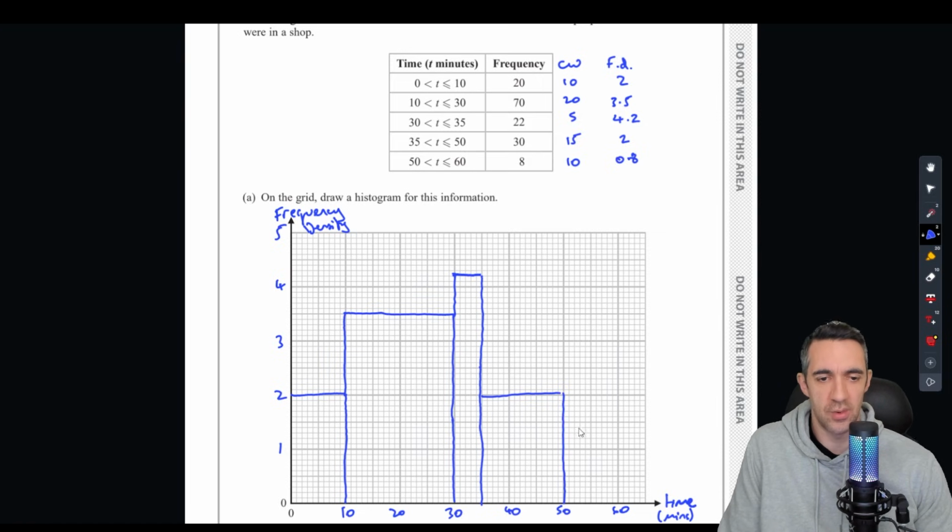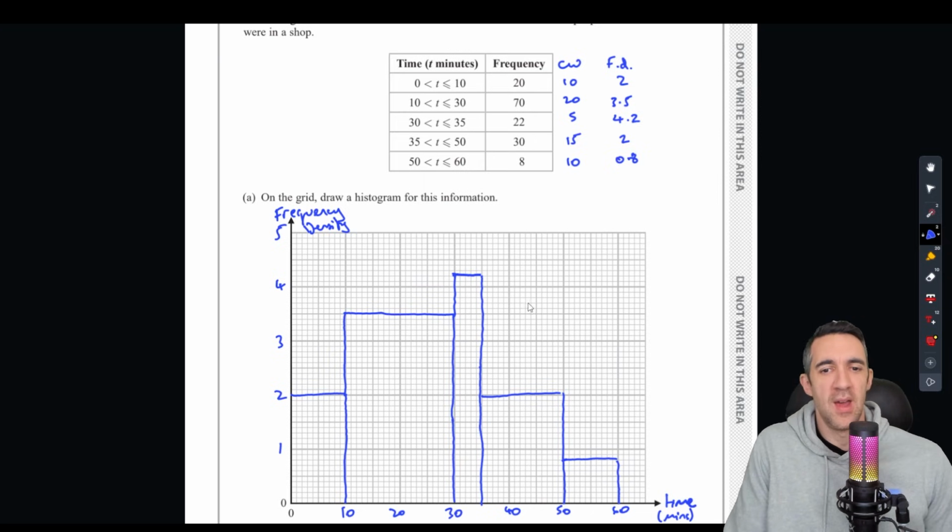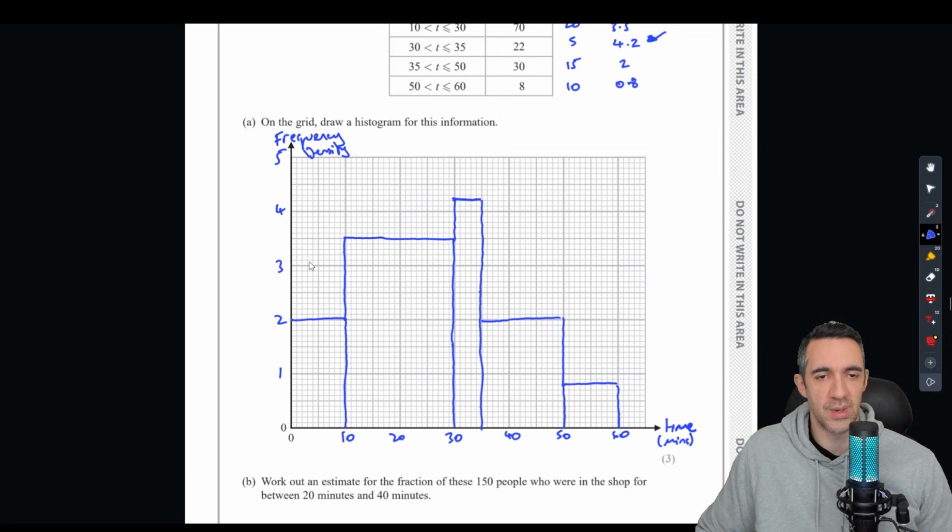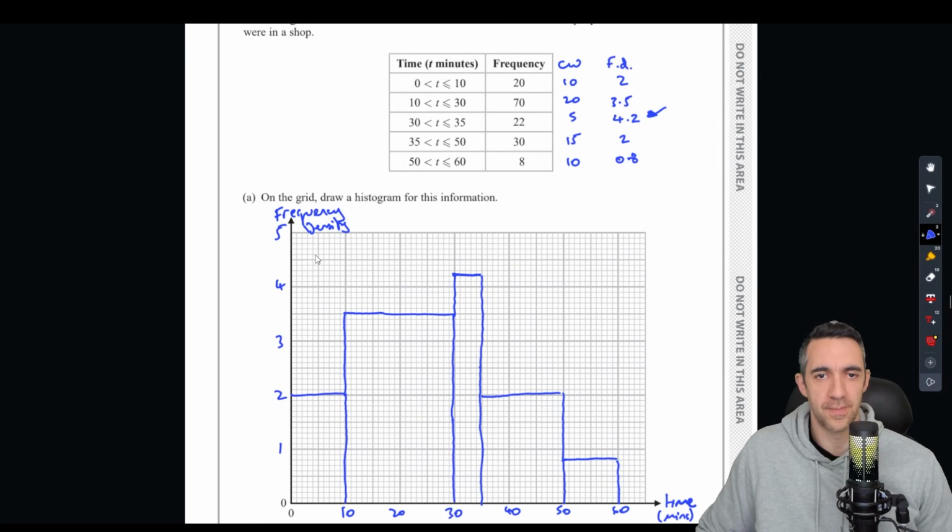And then 50 to 60, 0.8. That's going to be there, isn't it? So 0.8 down to there. Right. I think that's got to, surely, right? That one numerical slip must only be a 1 mark. Surely. So that must be 2 out of 3. 2 out of 3, 4.2.